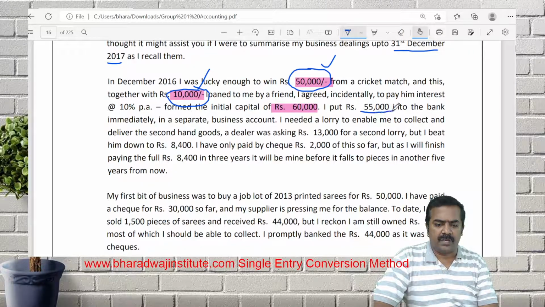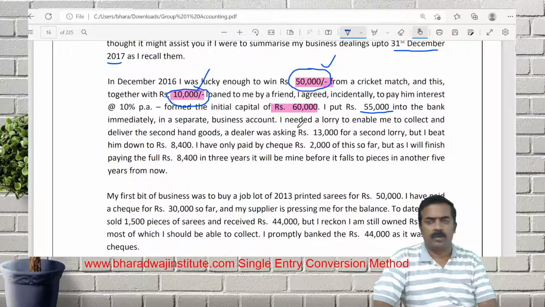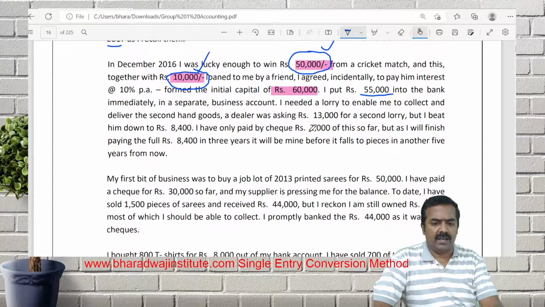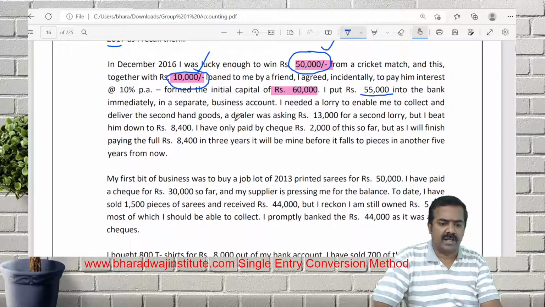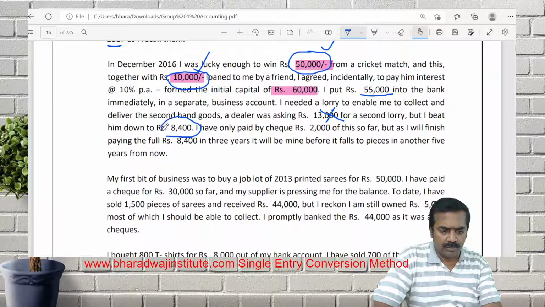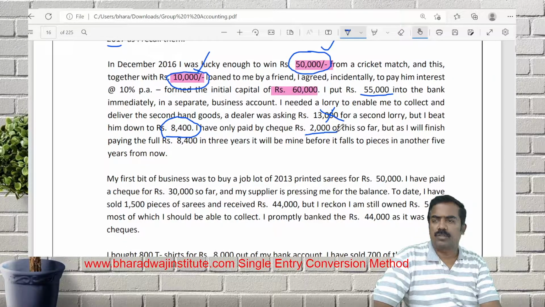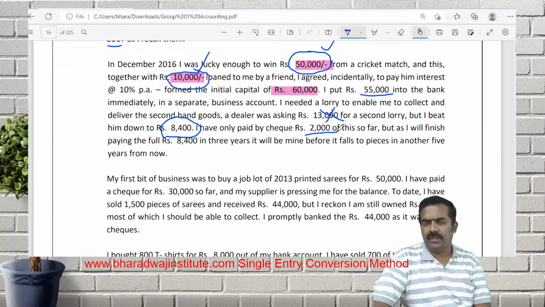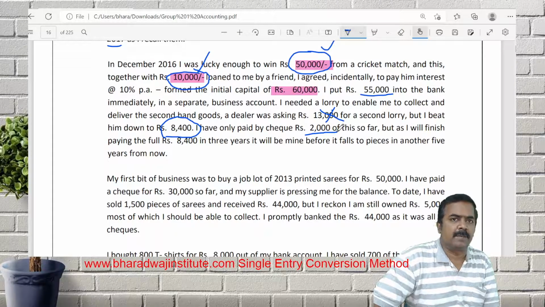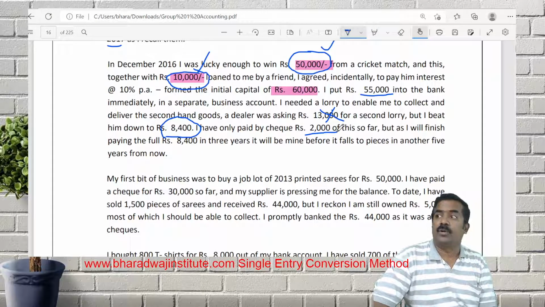I put 55,000 into the bank immediately in a separate bank account, meaning the business bank account. Then I needed a lorry to collect and deliver the second-hand goods. The dealer was asking for how much? 13,000 for the lorry, but I beat him down to 8,400. This 13,000 is a negotiated price, that doesn't matter. What is the final price? 8,400. 8,400 is the cost of the lorry. He paid only how much? 2,000, meaning the remaining 6,400 is not paid. Out of 8,400, only how much has been paid? 2,000 has been paid. That will go to the cash book.